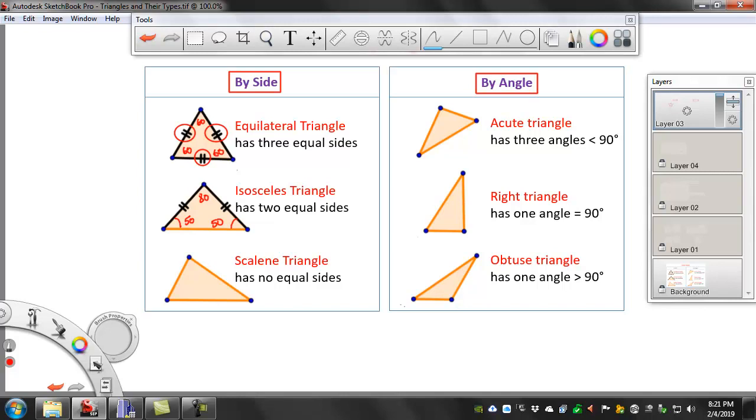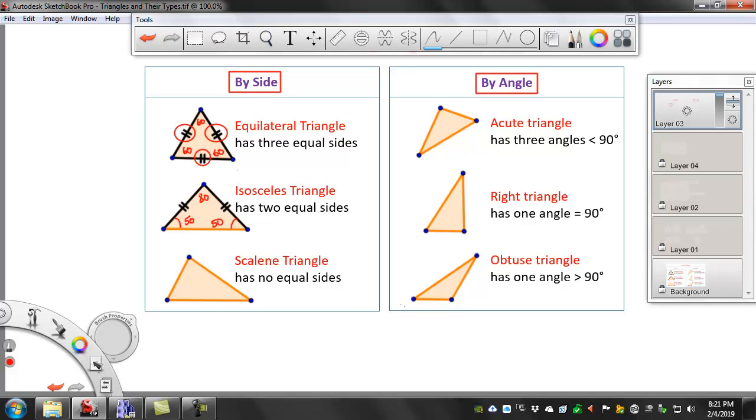Now a scalene triangle is a little bit different. There's no equal sides, so that means it has no equal angles, because the only way a triangle can have equal angles is to have equal sides. Okay, so that's looking at triangles by side. Now let's take a look at them by angle.